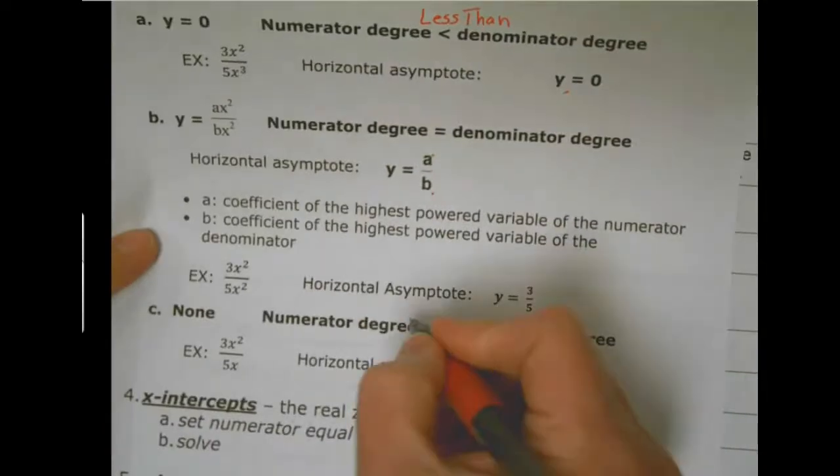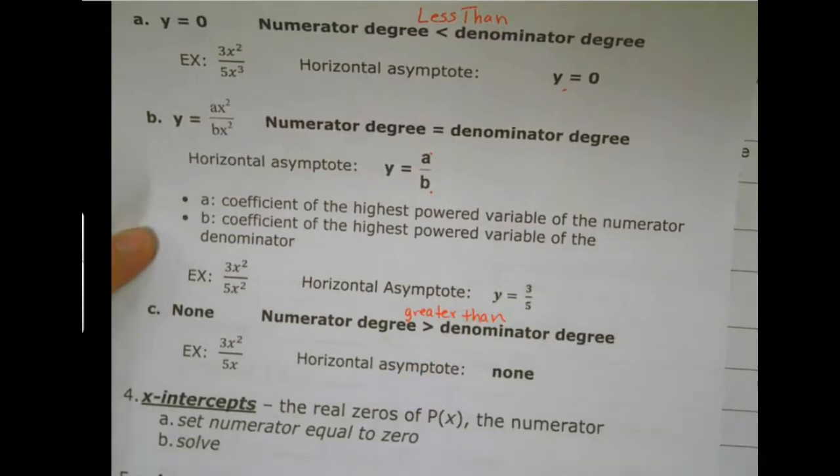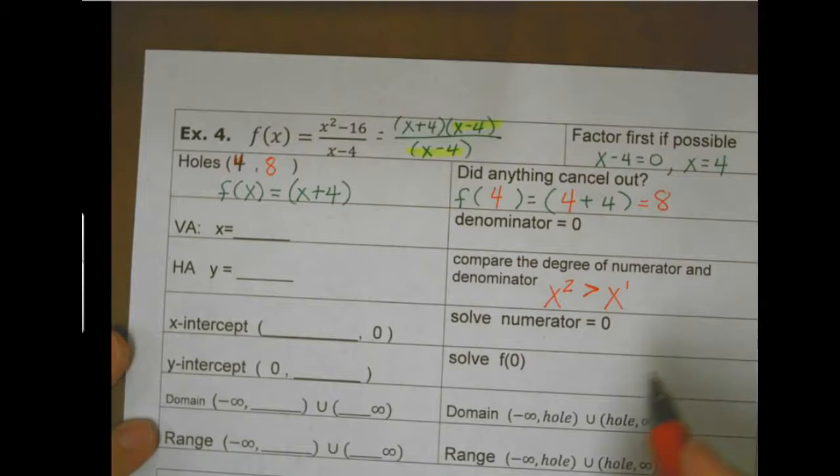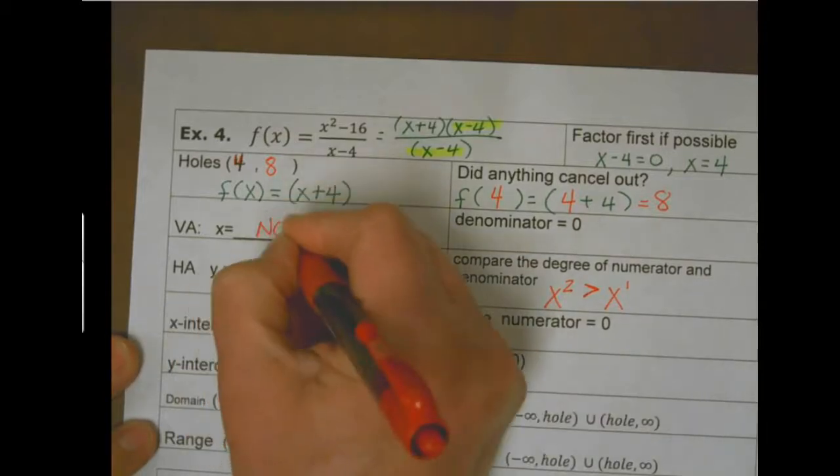And so you might want to write in here, if you don't remember your signs, this is the greater than sign. So it says there is none. And this one was none also.